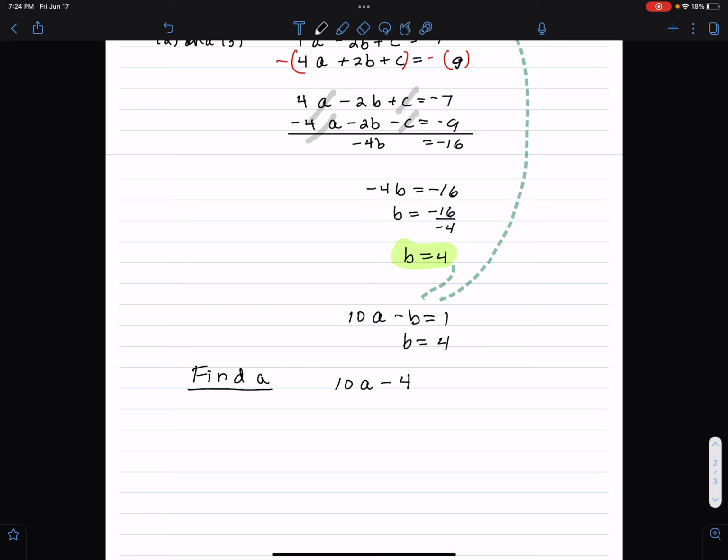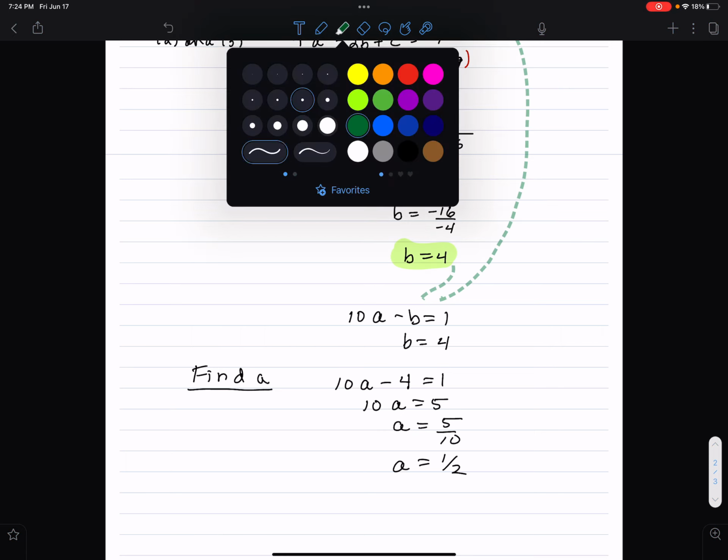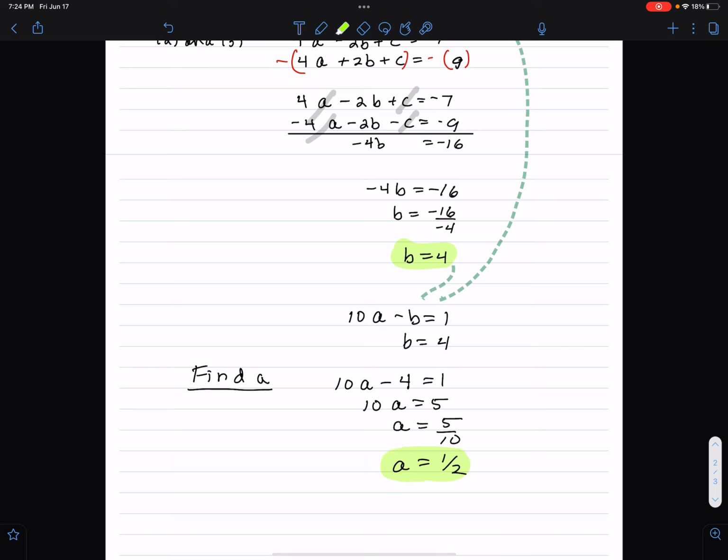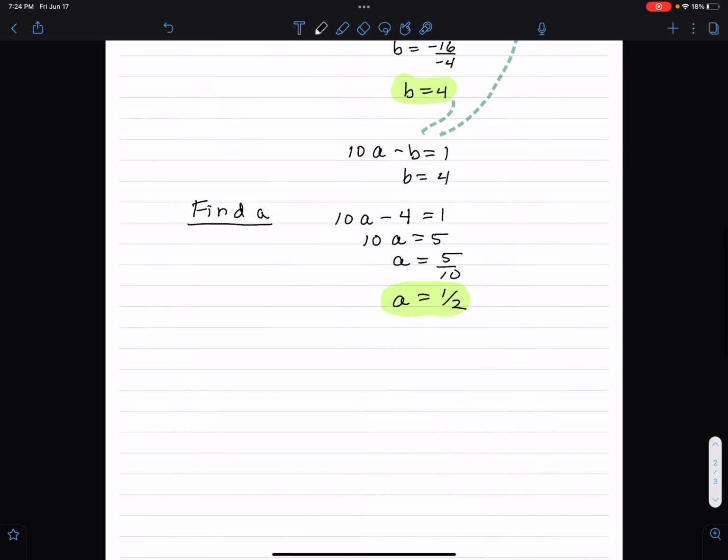So what I'm doing is I'm substituting. I put 4 in for b there. And so I get 10a equals 5. So a equals 5 over 10. And so a is equal to 1/2. So now I have yet one more. So we're getting there.